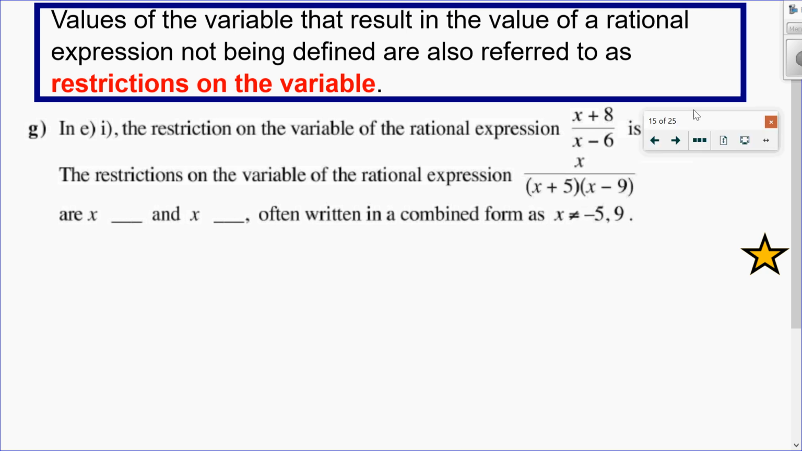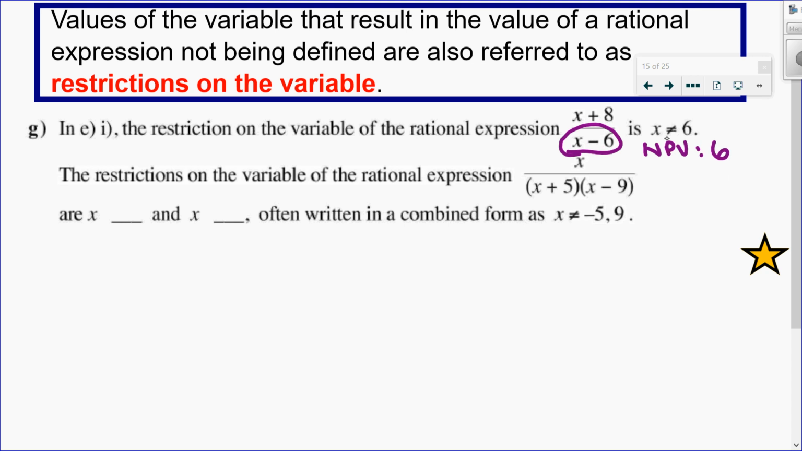Now, closely tied to non-permissible values are restrictions. Restrictions are just written as x cannot equal the non-permissible values. So the non-permissible values are what the variable can't be, and the restriction is stating that. So for example here, if you look at x minus 6, I know the non-permissible value is 6. So the restriction is x cannot equal 6, which is the non-permissible value. So restrictions are x cannot equal the non-permissible value. That's how you write a restriction.